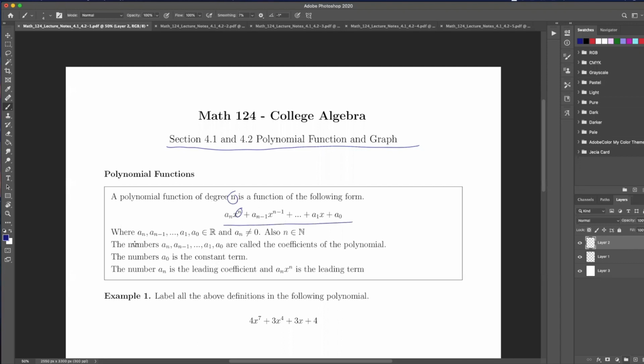Notice that all of these are real numbers, so it could be 5, 10, 0. 0 is a perfectly valid one except for a_n, because if a_n was 0, you'd really have an n minus 1 degree polynomial. And the n's exist in natural numbers, so it can be 1, 2, 3. You don't have x to the 4.5. Once you have x to the 4.5, it's not really a polynomial. I mean, it is, but it isn't, at least not for your definition in this class.